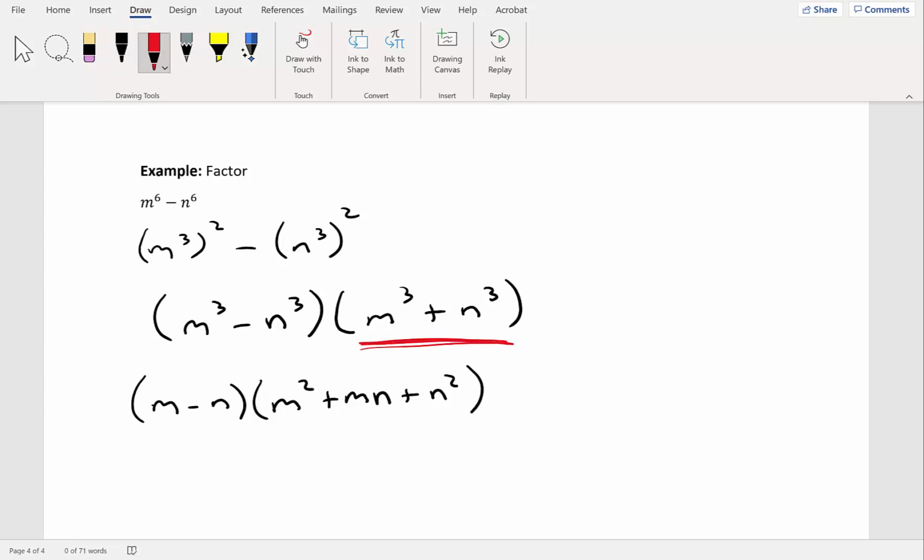And now we have this other binomial, which is a sum of 2 cubes. I can factor that out. So using our sum of 2 cubes formula, this would be m plus n times m squared minus mn plus n squared. And now it's completely factored out.